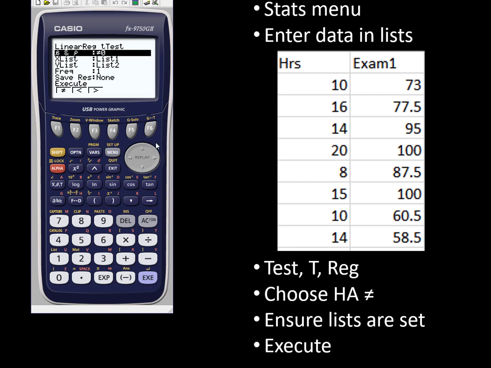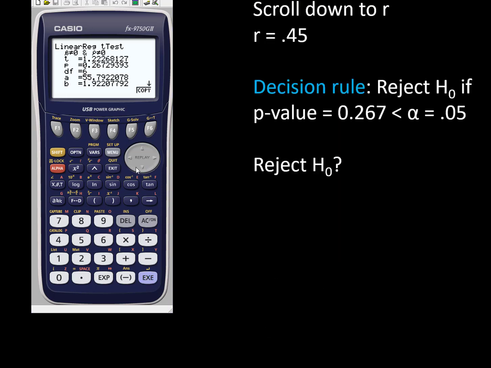In the linear regression t-test window, we have to choose the direction of the test. In this case, we have a null and alternative of equal, not equal. We'll leave it set to the not equal for the alternative sign. My X list was list 1, Y is in list 2, and we'll execute. When we scroll down, we find the R, sample correlation coefficient, which is 0.4466.